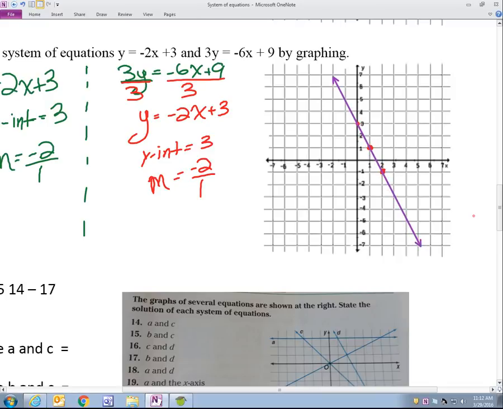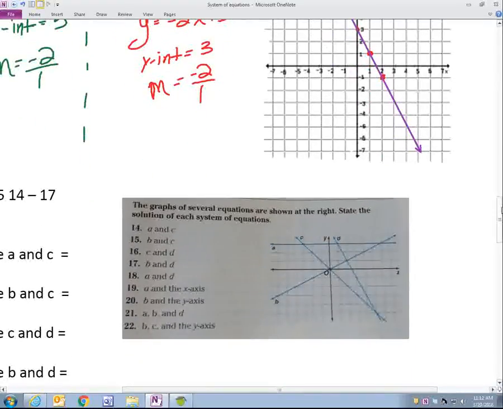So, how many solutions are there if they're the same line? Every single number. Every single time that you put a number in for this guy, it's going to come up to be the same solution as that one. So this answer is infinitely many.